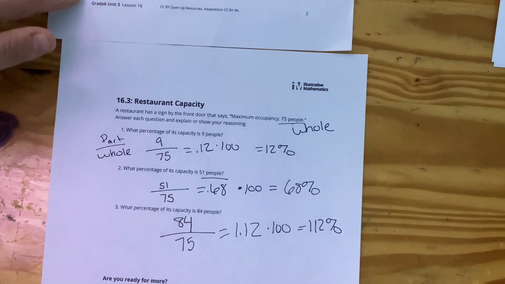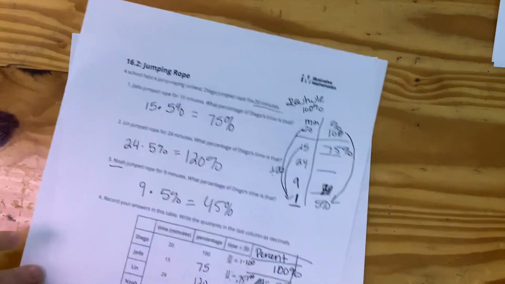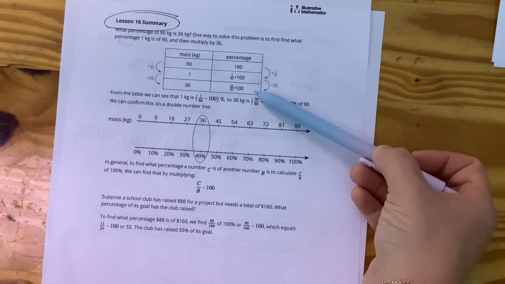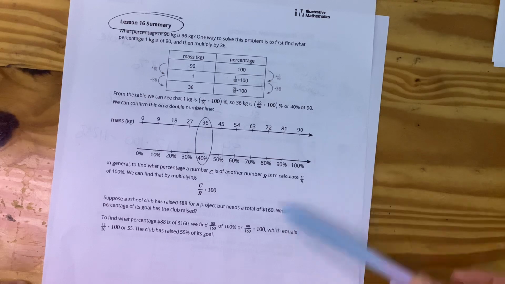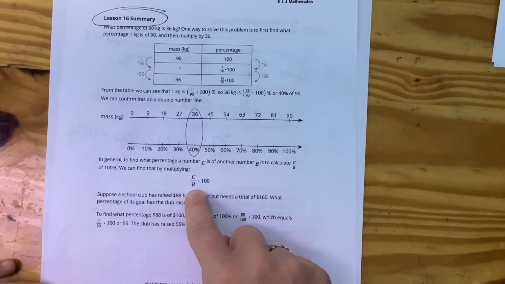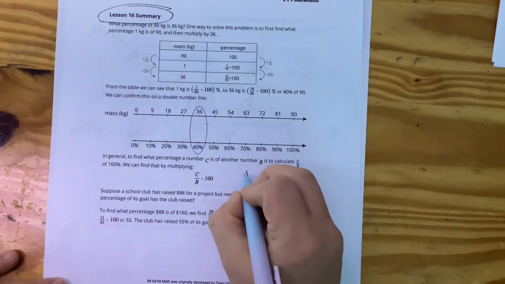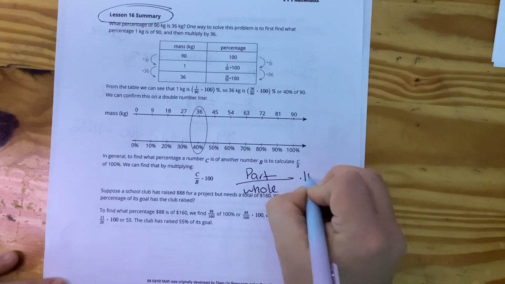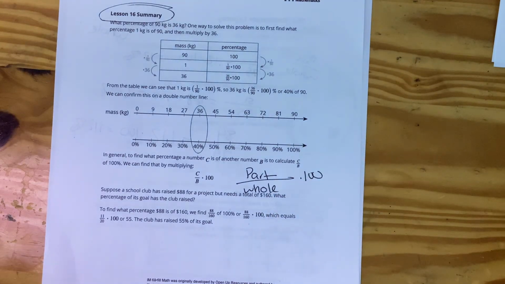Okay, so make sure you use these notes. You copied them down as we went to help you. There's also a lesson 16 summary on the back that shows you the table, a double number line, and then how we use the algorithm to help us. Part over whole, C over B, so part over whole times 100, and that's how we solve for percent.